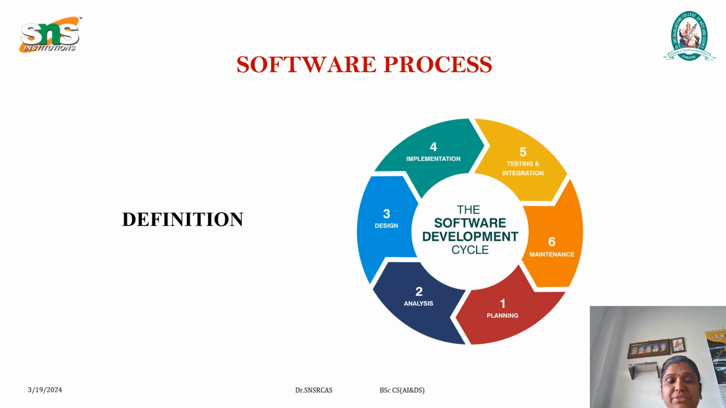In software specification, the functionality of the software and constraints on its operation must be defined. Software development: the software to meet the requirements must be produced. Software validation: the software must be validated to ensure that it does what the customer wants. Software evolution: the software must evolve to meet the changing needs of the client. So here we discuss the software process model.